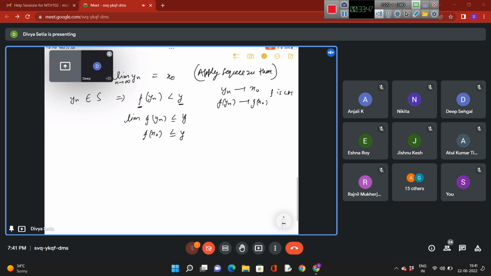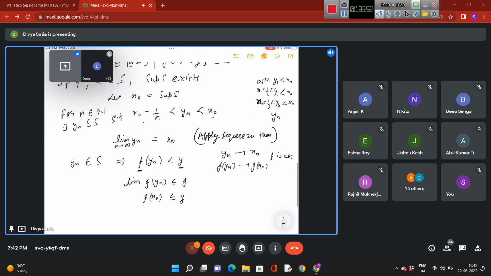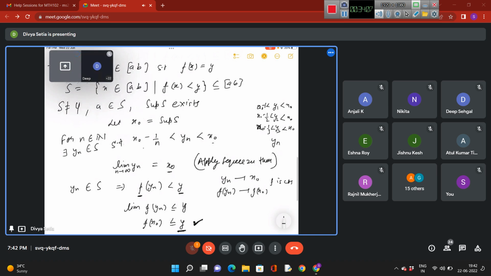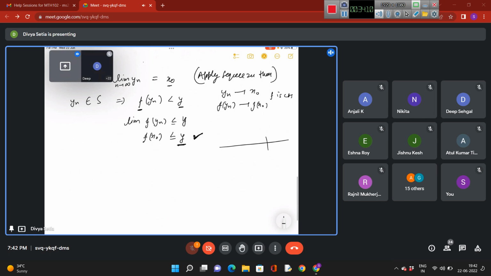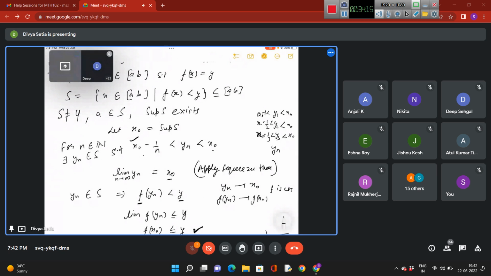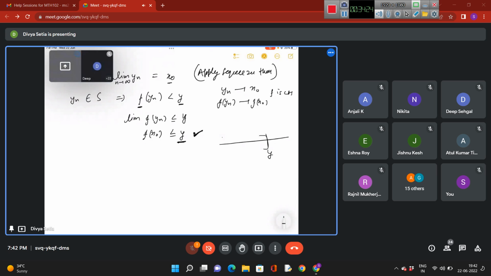Now you'll try to prove that it is actually equal to y. It's not less than or equal to y, it is actually equal to y. Why? Because your main task is to provide a pre-image to y, and you just got a candidate x naught. See, this is your point y, and then you took a sequence; since it's a supremum, you constructed a set of all those points which are less than y, and now you are taking a supremum.